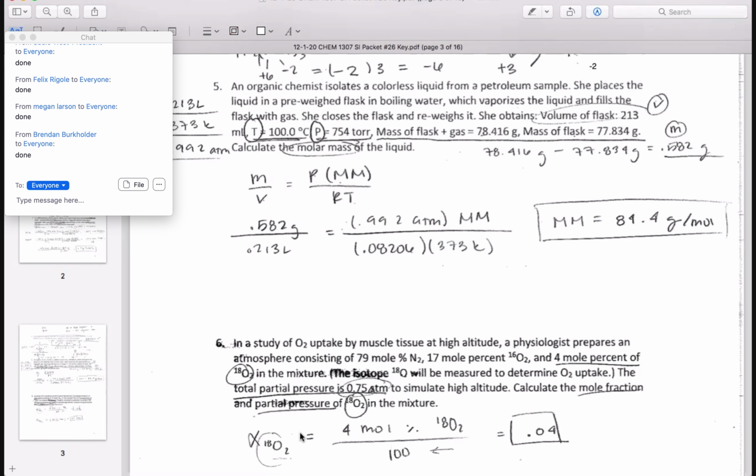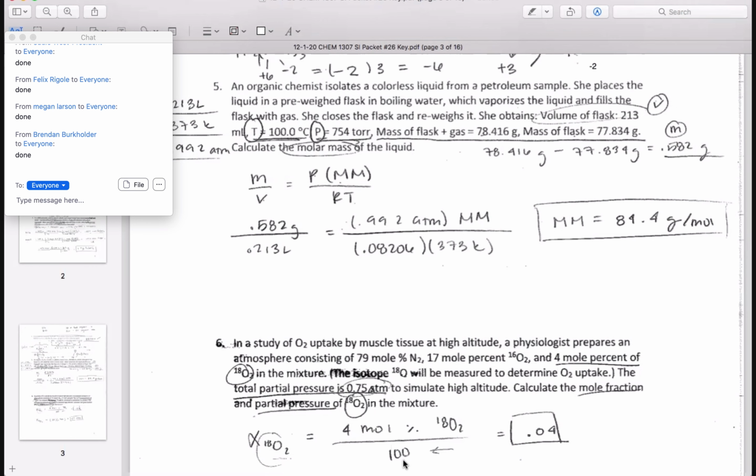And as you should remember, to find the mole fraction, you take the mole percent over 100. Pretty simple math for that. But then we need to find the partial pressure of the same gas in the mixture, which is 18O2. In order to do that, you should know that the partial pressure of 18O2 is equal to my mole fraction times the total partial pressure.